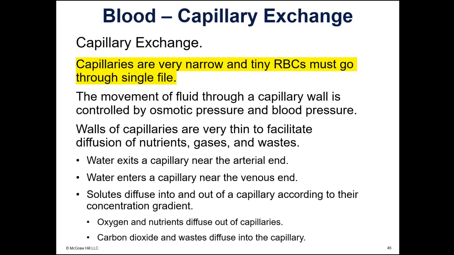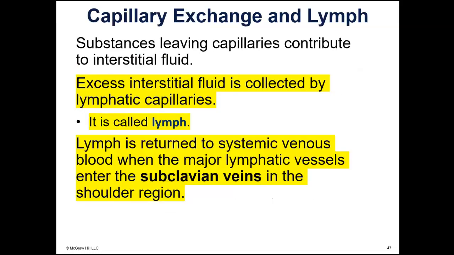Blood capillaries are the smallest blood vessels, and red blood cells must go through single file because they are so small. And let's see, interstitial fluid that's inside lymphatic capillaries is called lymph. So lymph is found in lymphatic vessels and lymphatic capillaries, and it is returned to the systemic circuit through the subclavian veins.